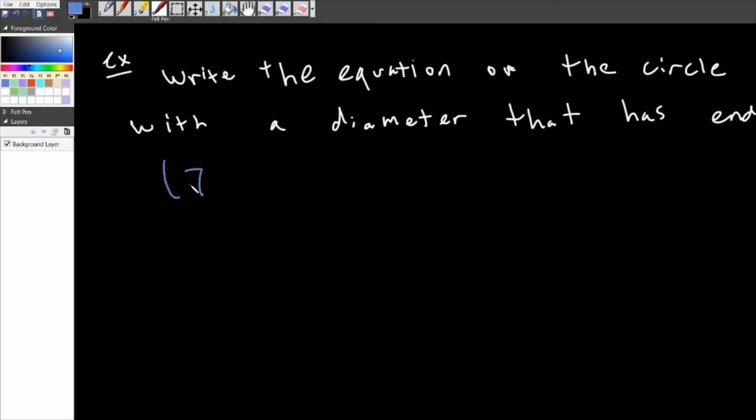7, 6, and negative 1, negative 8. So the last variety of problem we're going to talk about, you may be given just the diameter endpoints. So before we discuss the strategy here, let's go ahead and graph it. A picture always helps.